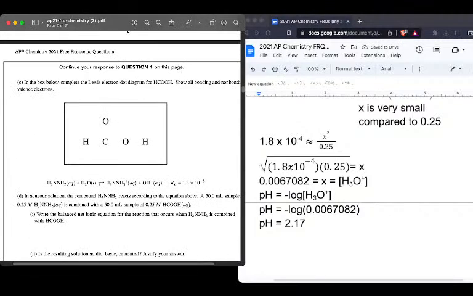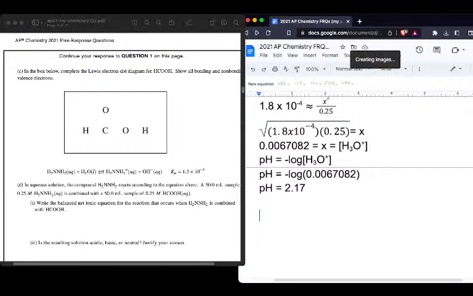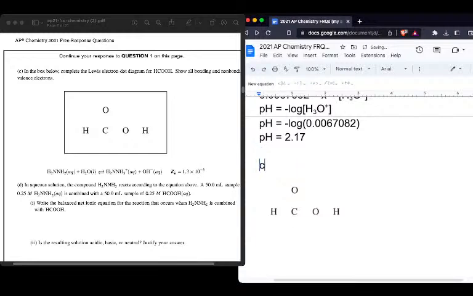Let's keep on going. In the box below, complete the Lewis dot diagram. All right. I'm going to have to do this somewhere else, aren't I? I don't think I can even annotate elsewhere. All right, Lewis dot diagram for methanoic acid.